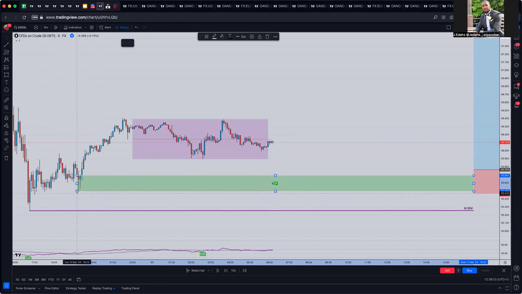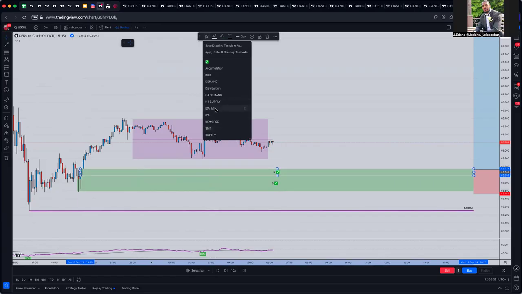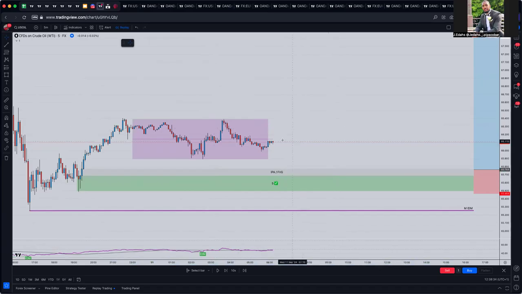Okay, let me just borrow this and then we'll make this smaller. And then we know we've got this gap in this area also. So we've got this IPA slash FVG area. Okay, so we know we've got price attracted to this area again. It's just the same thing over and over again. So we know why we've got our entry in this area right here.